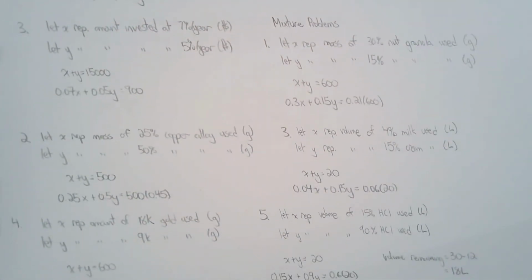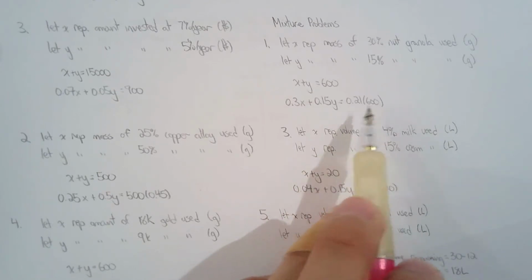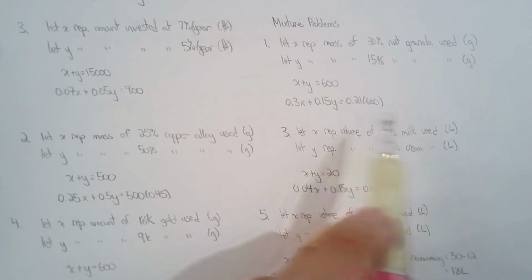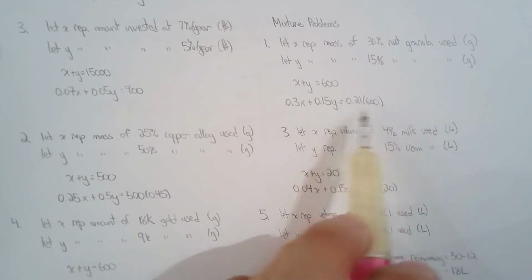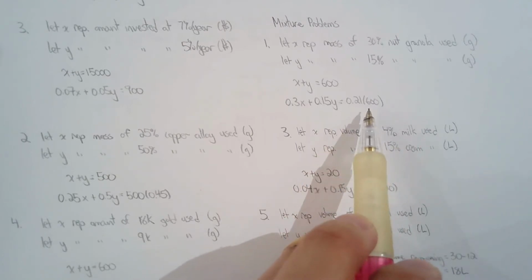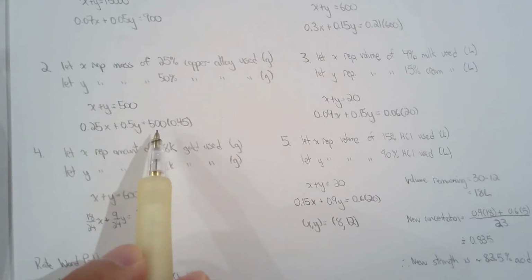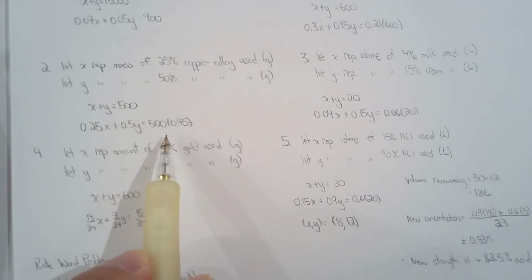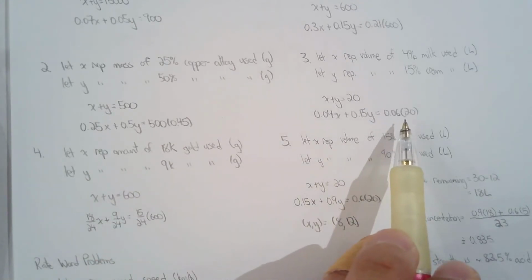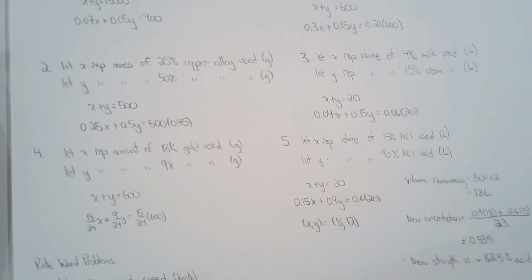For the mixture problems, the most common mistake is really just multiplying the percentage to find the amount of pure acid. Oh, well, in this case, you're looking at pure nuts. So of the 600 grams, 21% of it is pure nuts. Okay. For number two, the second mixture problem, of the 500 grams of the mixture, 45% is pure copper. And then here, of the 20 liters, 6% is pure fat. That sounds gross, but yeah.